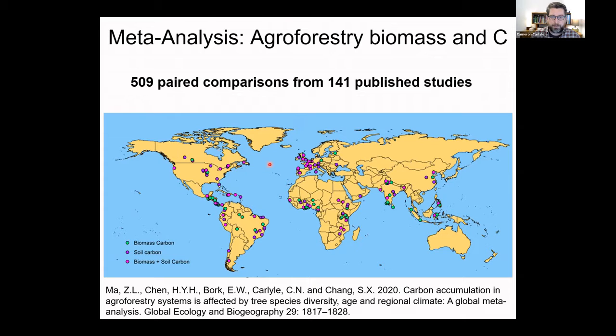Some from North America, Europe, South America, Africa, and Asia. So a fairly global representation of agroforestry systems, and then he looked at the amount of carbon in the biomass and in soils. And so I'll highlight some of the patterns that came out of this analysis.